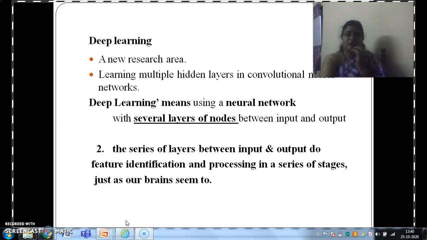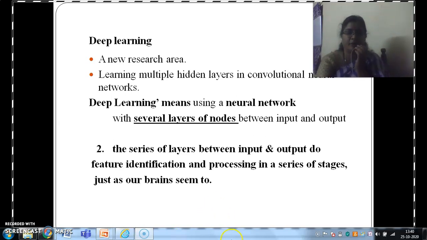This kind of neural networks used for deep learning are called convolutional neural networks. Convolutional neural networks can have multiple hidden nodes. The features and the data lie in between these hidden layers, so we can access that data from those hidden layers. That is called deep learning. Deeply from the neural networks, we are learning the data. Hence, it is called deep learning.